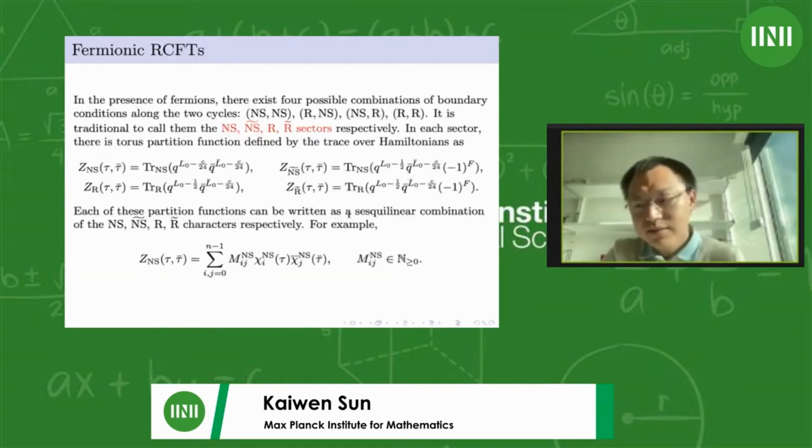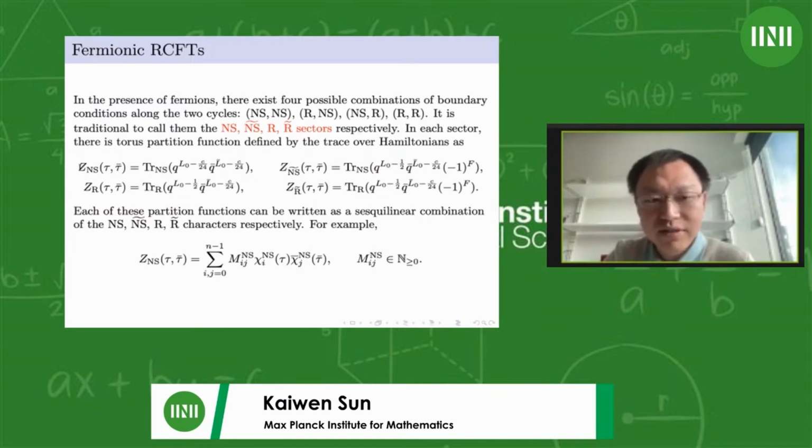Right. Now let's go to the fermionic case. In this case, because there are fermions, there exist 4 possible combinations of the boundary conditions along the 2 cycles of the torus. These are denoted by combinations of Neveu-Schwarz and Ramond boundary conditions. And these 4 sectors are traditionally called NS, NS tilde, R, and R tilde sectors. And for each sector, you can have a torus partition function.